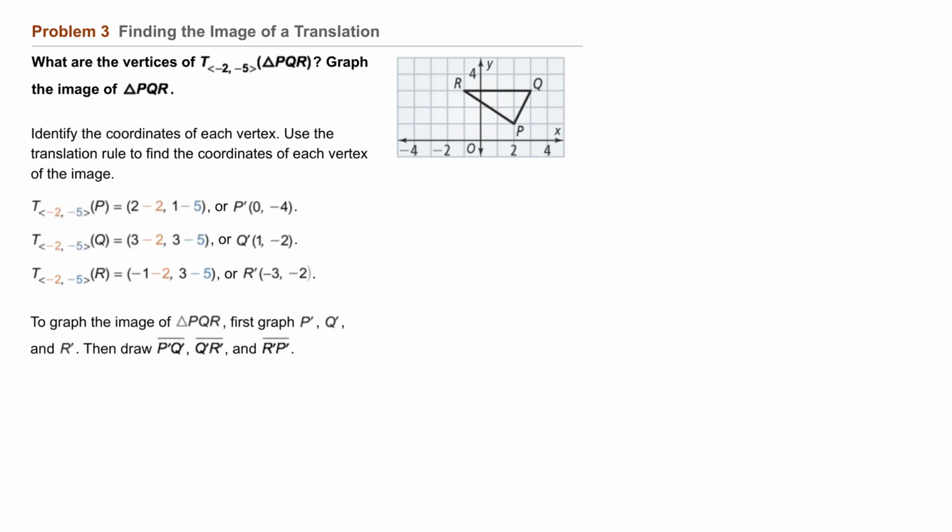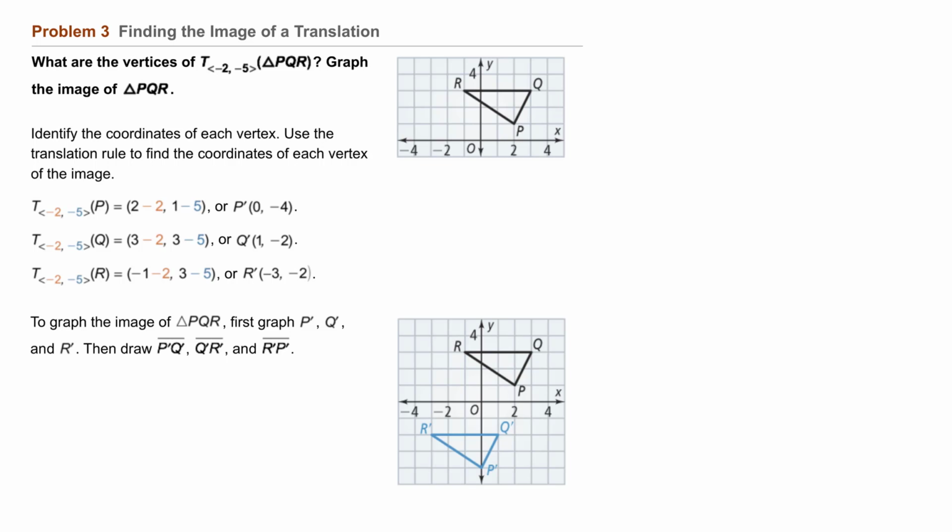So finally we graph the image of triangle PQR by graphing vertices P prime, Q prime, and R prime. And then we connect them. So we draw segment P prime Q prime, segment Q prime R prime, and segment R prime P prime.